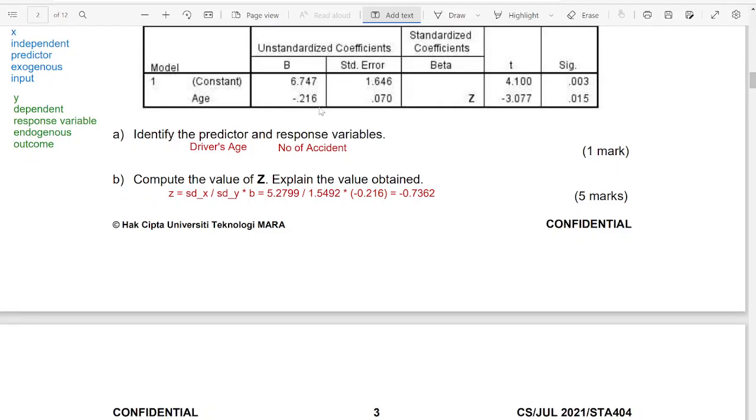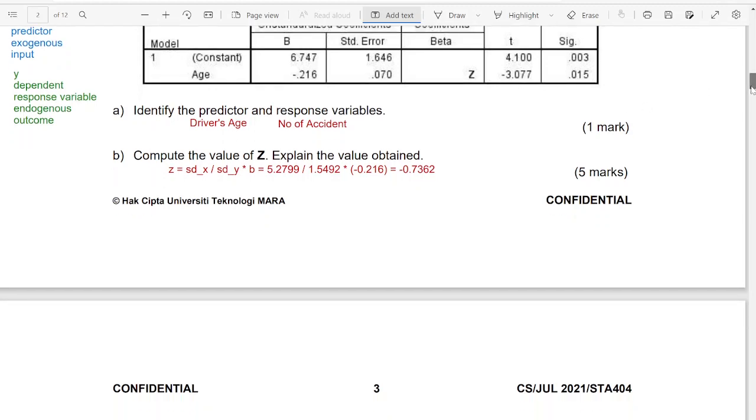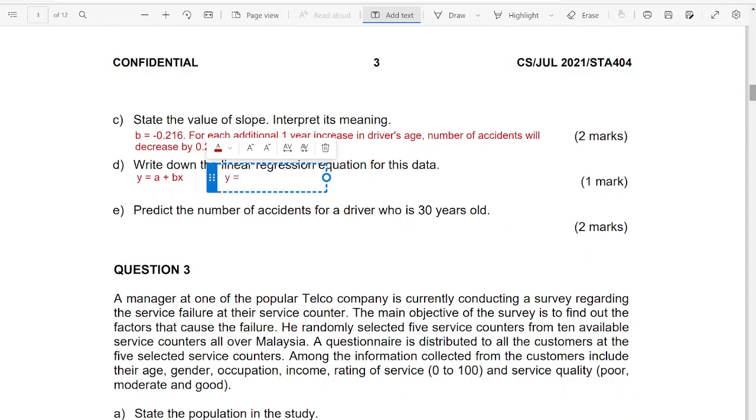Okay, the constant value is 6.747. So you will get 6.747, and then minus, because the value of b is negative, so minus 0.216x. So this will be the regression equation for this data set.